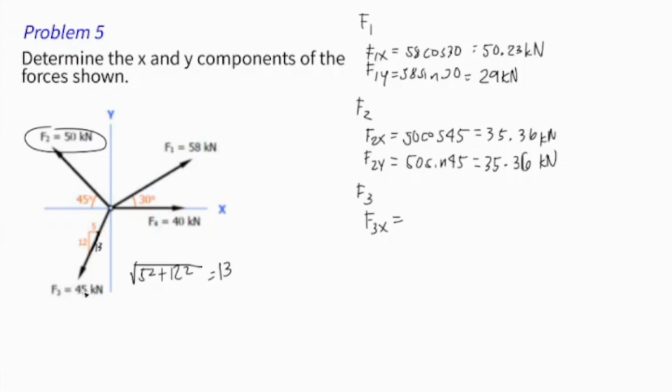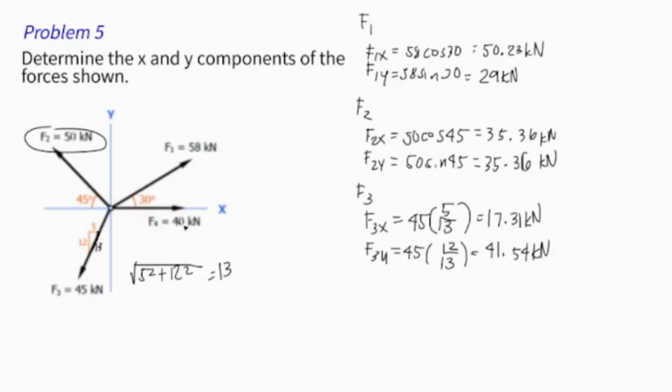So, gawin na natin 45 times horizontal, which is 5, over the hypotenuse. So, 45 times 5 over 13. That will be 17.31 kilonewtons. At yung F3y naman natin is the 45 times the vertical, which is 12, over the hypotenuse. So, multiply natin siya. The answer will be 41.54 kilonewtons.